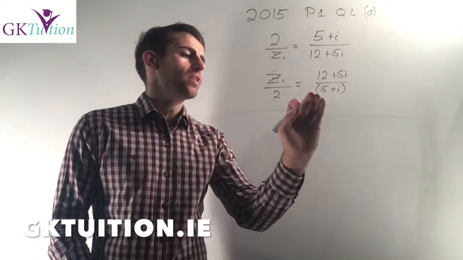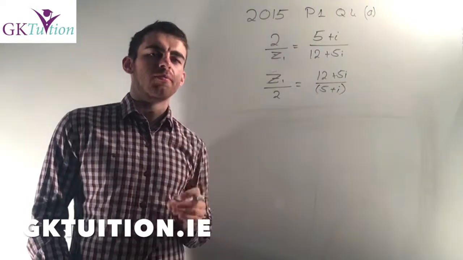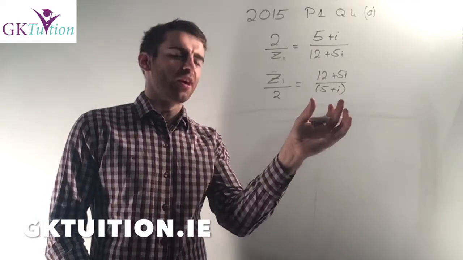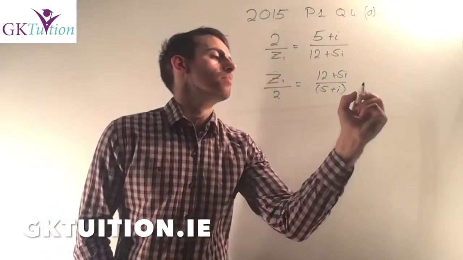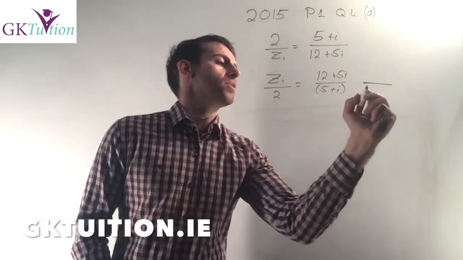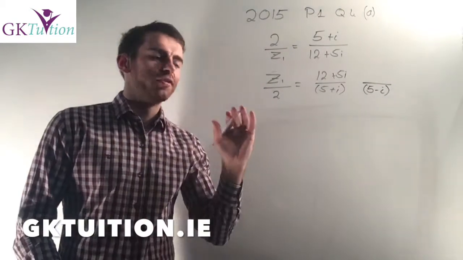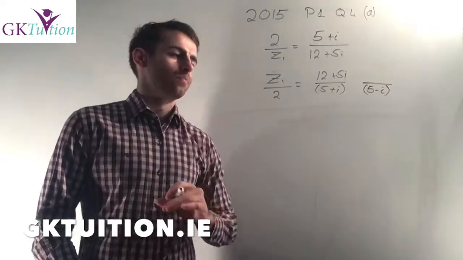So the first thing I need to do is get rid of the imaginary number on the bottom of my fraction. So what do I need to multiply 5 plus i by to get rid of the imaginary number? If I multiply 5 plus i by its conjugate, 5 minus i, then I'll be left with just real numbers.